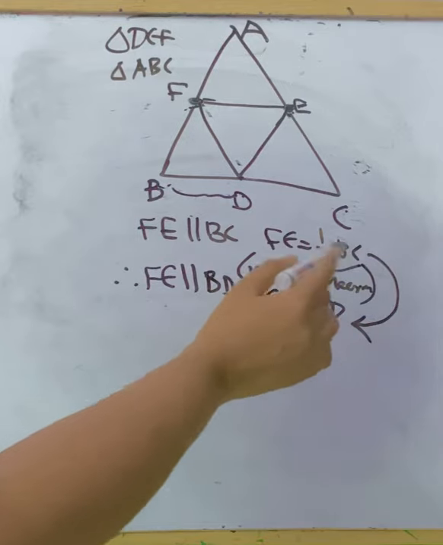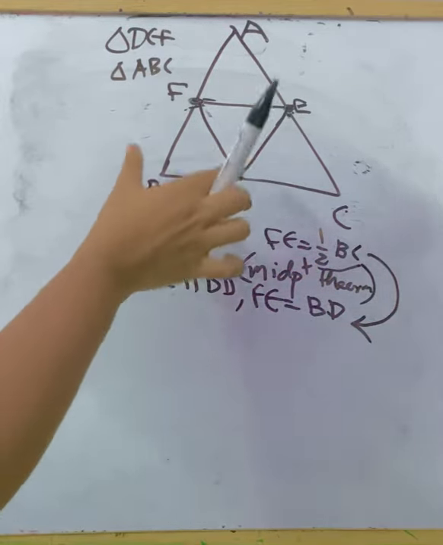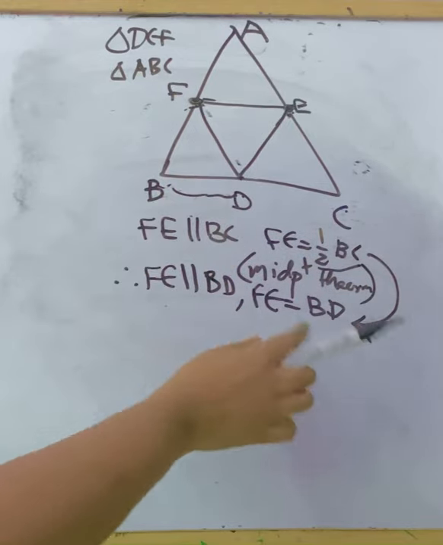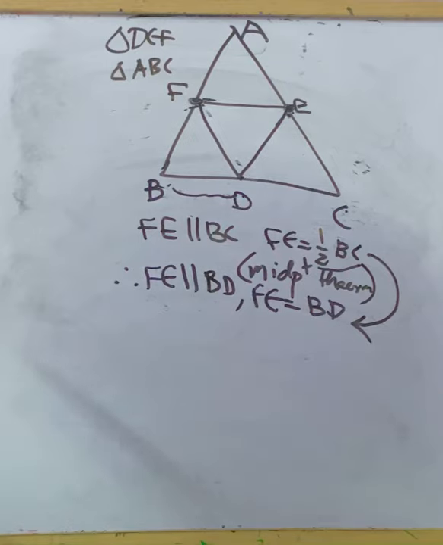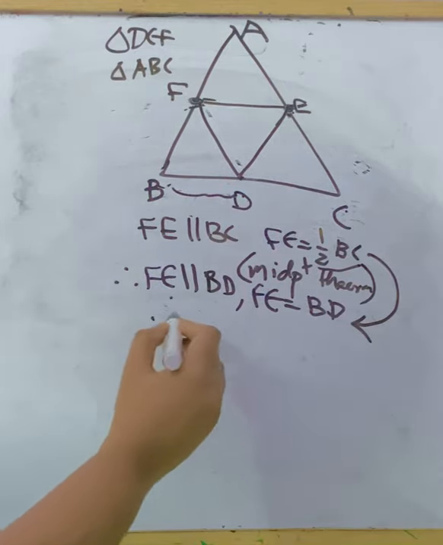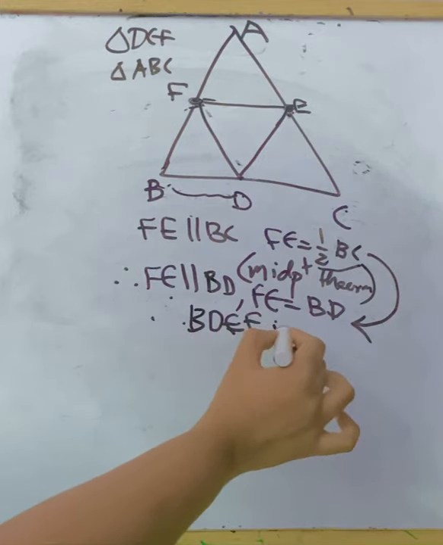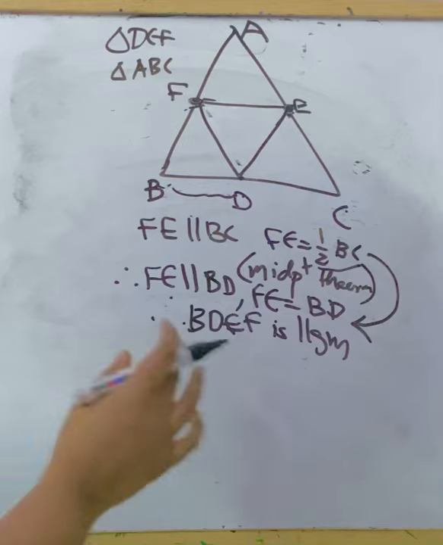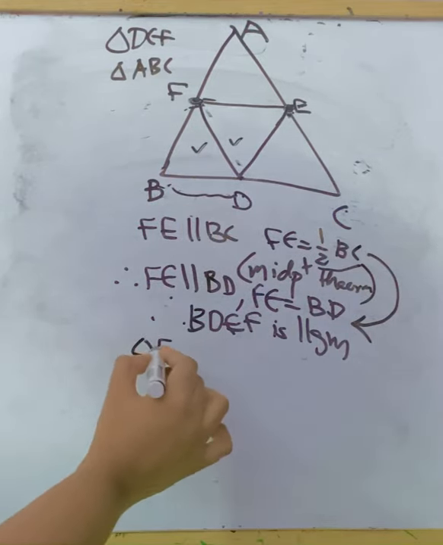And we know half BC means the half of this, that is BD. Now we got FE is parallel to BD and FE is equal to BD. That means this is a parallelogram, because the condition of a parallelogram is opposite sides are equal and parallel. Therefore, BDEF is a parallelogram.